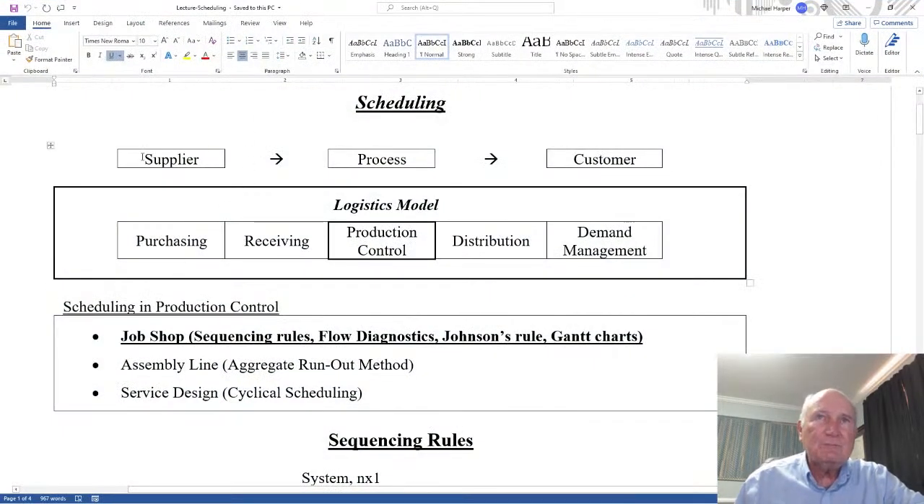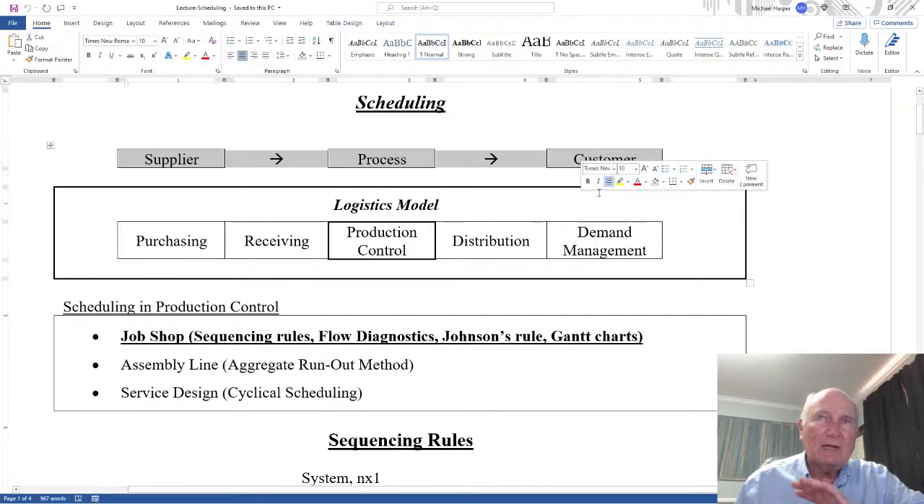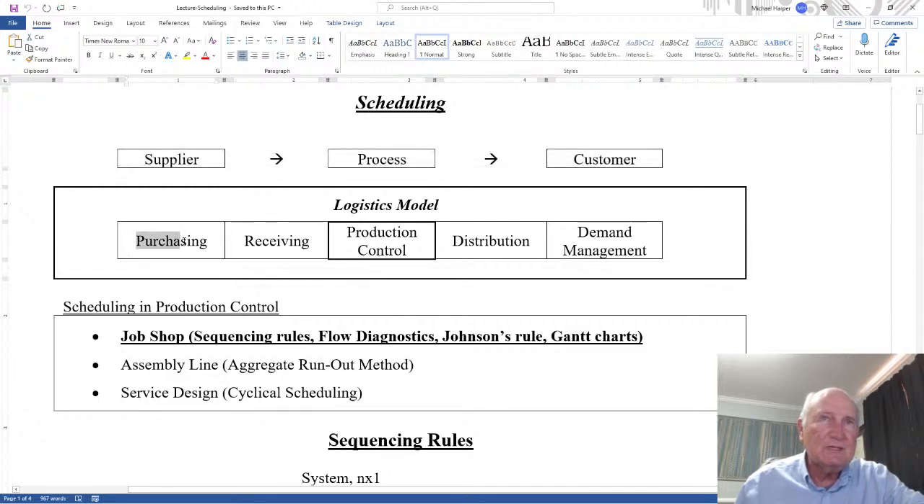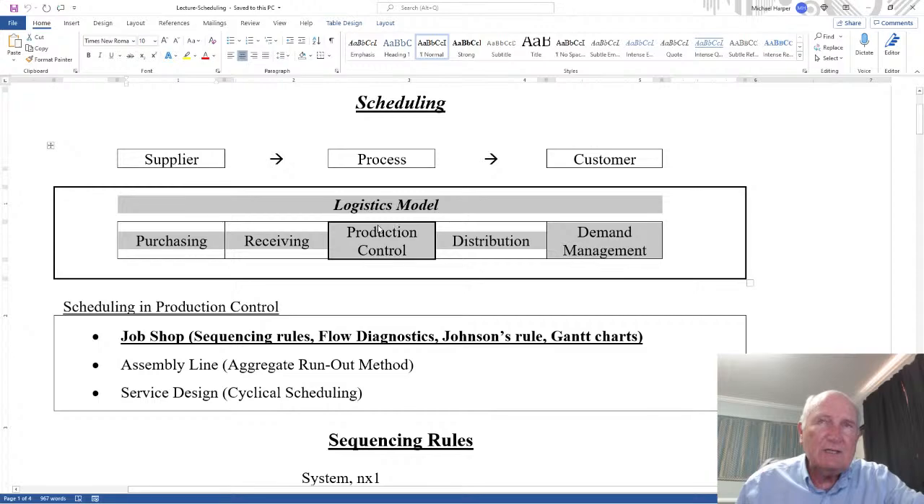In scheduling, the supplier, process and customer are going to overlay a logistics model with this input-output process, where you have upstream the purchasing operations, which has to do with sourcing, receiving, the receiving dock, production control, movement of things through the business unit or operations, distribution, quite often transportation, and finally demand management or customer relationship management. This is referred to as a logistics model, and essentially logistics just means movement of things.